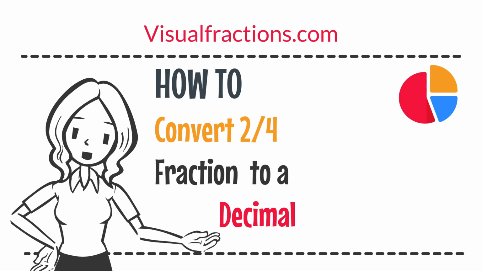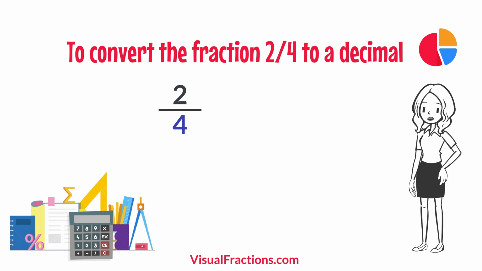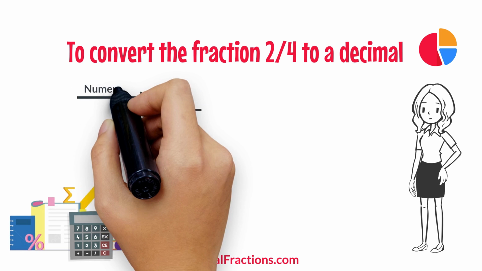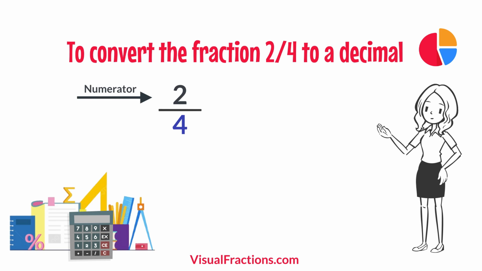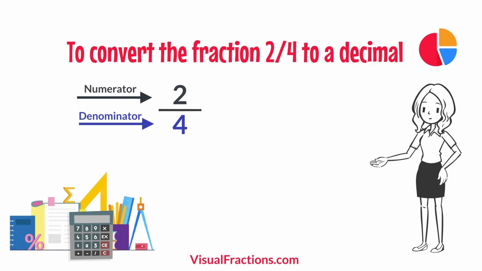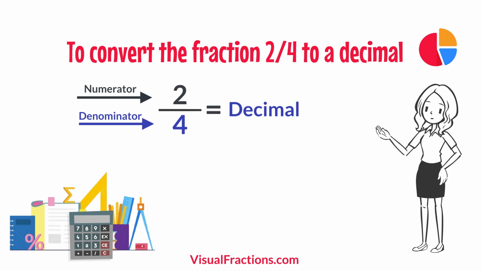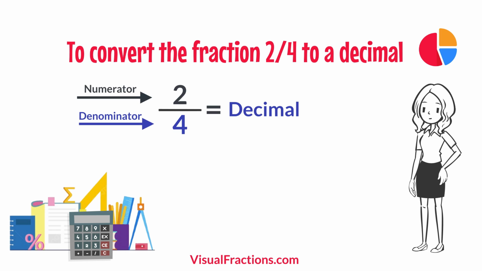Today, we're going to explore how to convert the fraction 2/4 to a decimal. To convert the fraction 2/4 to a decimal, all we need to do is divide the numerator, the top number, by the denominator, the bottom number. In this case, we want to convert 2/4 to a decimal. So, we simply divide 2 by 4. The answer we get is 0.5.